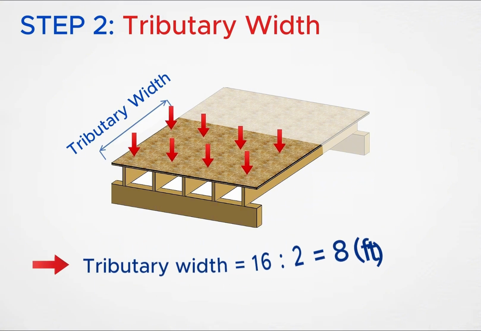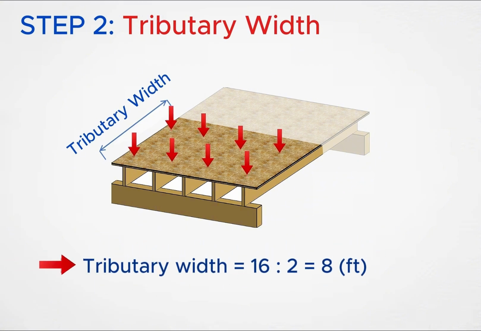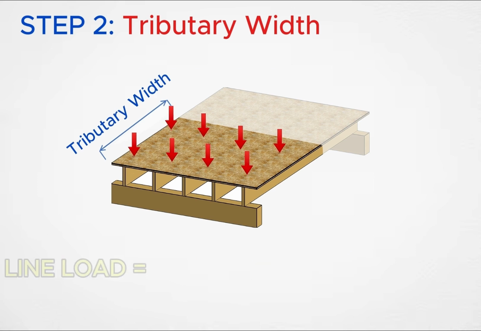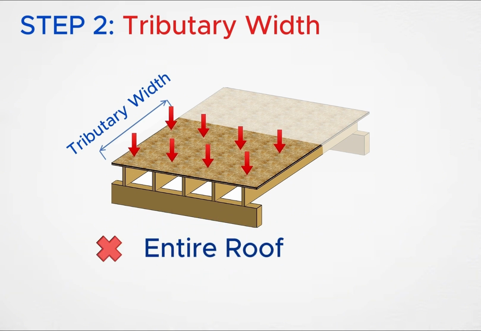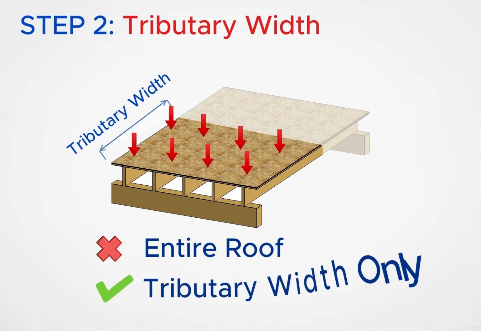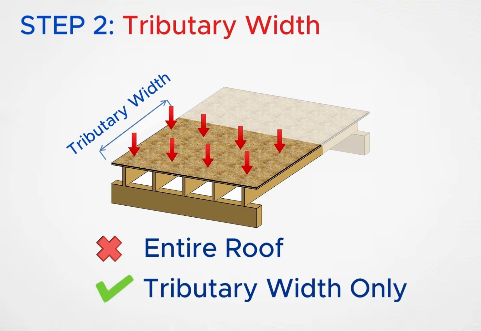And once we know the tributary width, we can calculate the beam load. If the roof load is 20 pounds per square foot and the tributary width is 8 feet, the beam load becomes 160 PLF. One common mistake beginners make is using the entire roof width. Remember, a beam only supports its tributary area, not the entire structure.